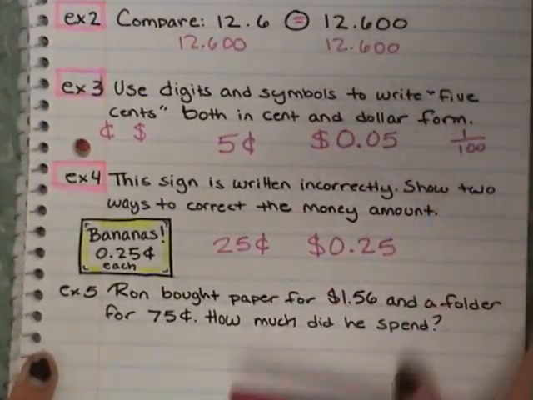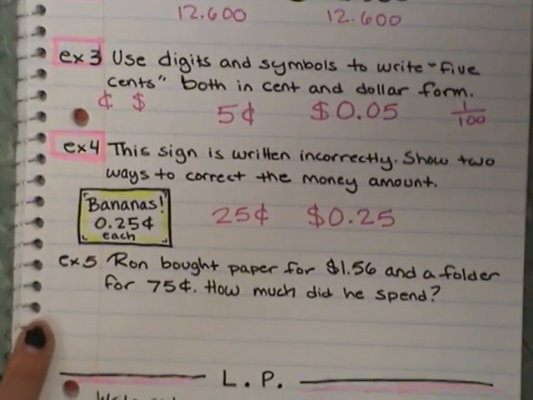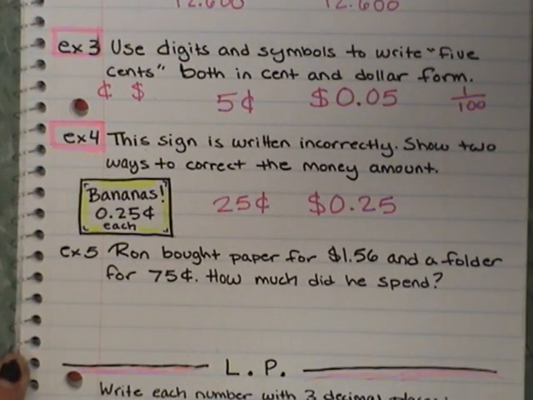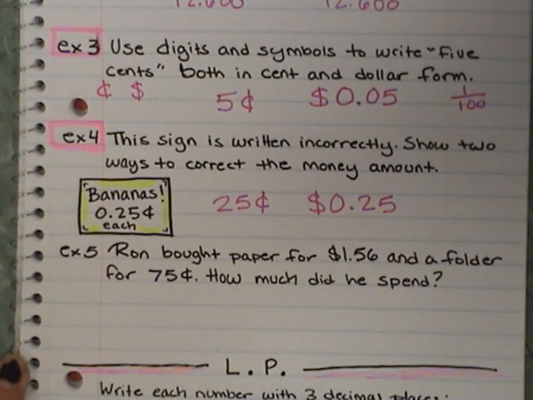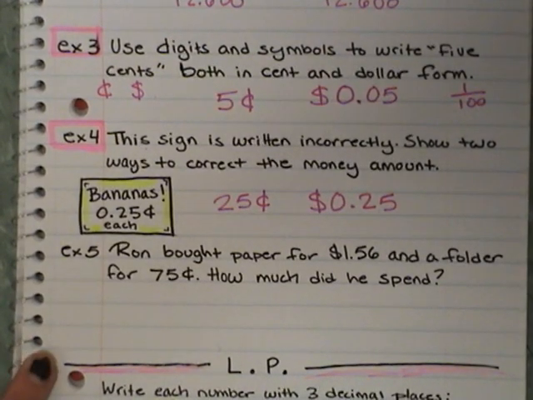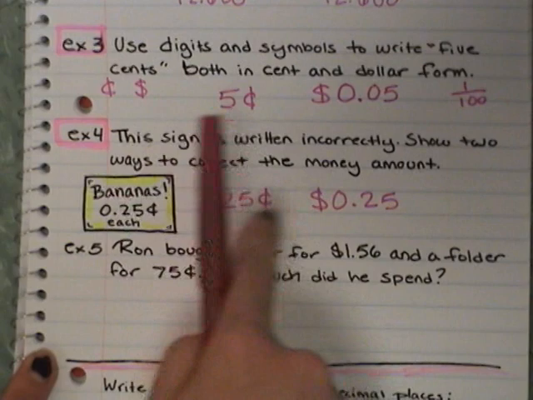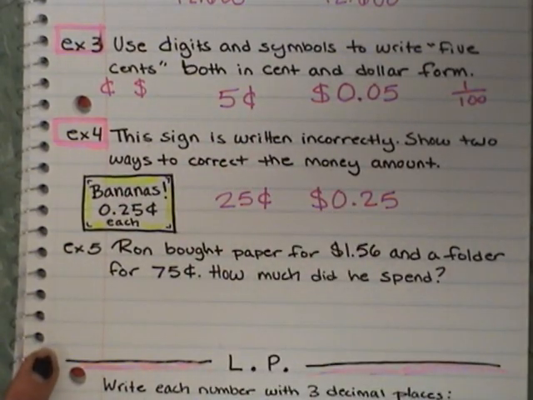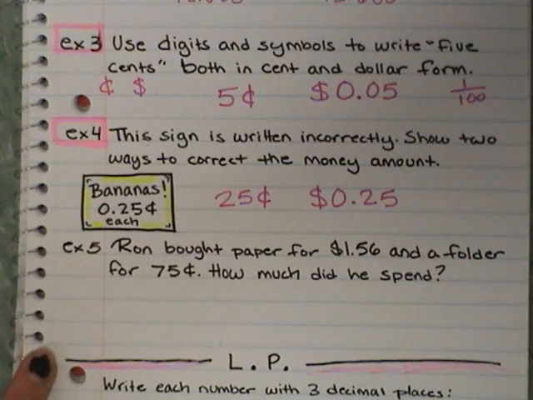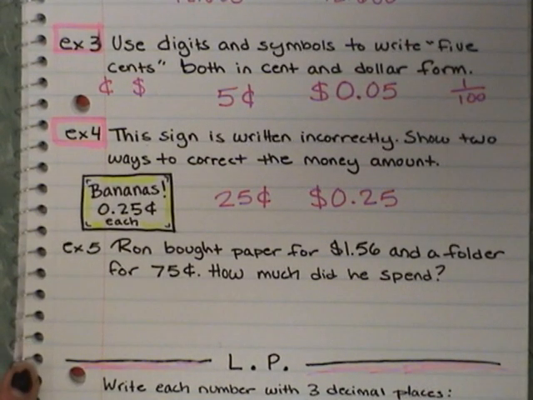Alright, and the last example. Ron bought paper for $1.56 and a folder for 75 cents. How much did he spend? So, this is in cent form and this is in dollar form. So the first thing you need to do is change the cent form to the dollar form and then line up your decimals and add. Go ahead and try that yourself.